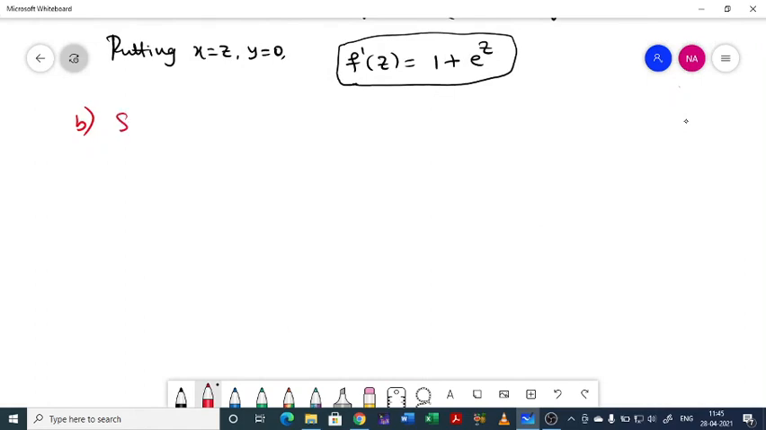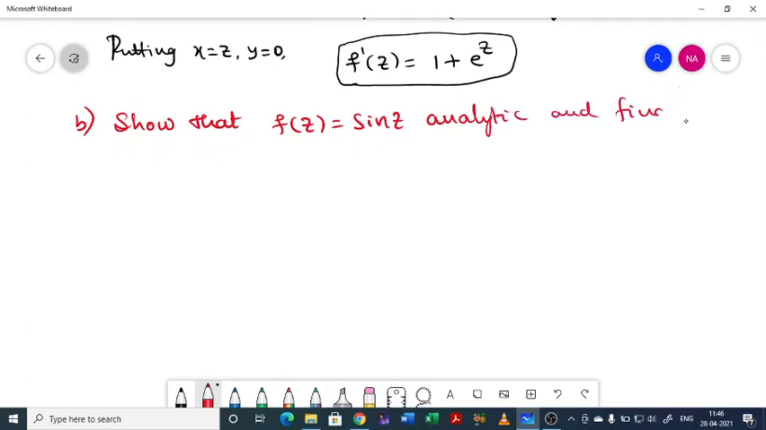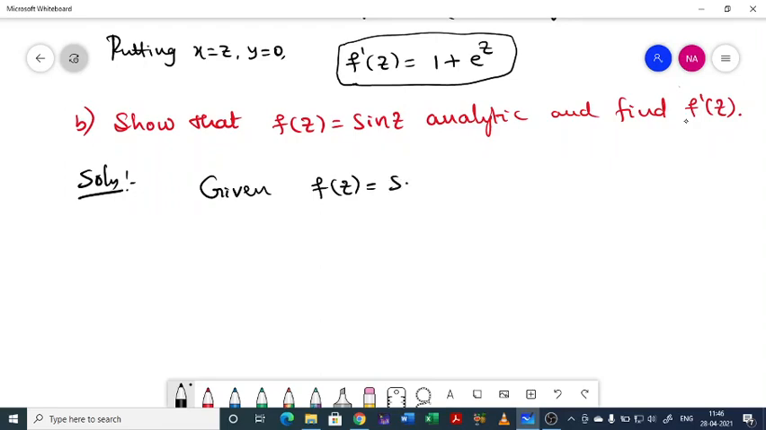Show that f of z equal to sin z is analytic and find f dash of z. Solution. Okay, given f of z equal to sin z.